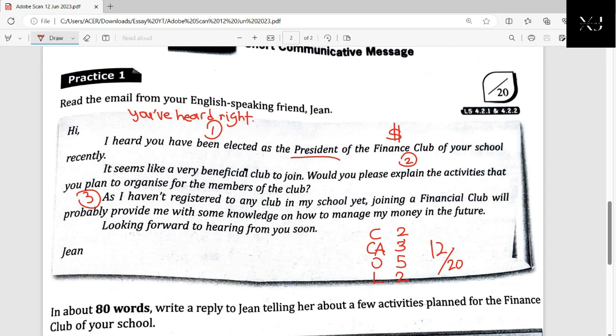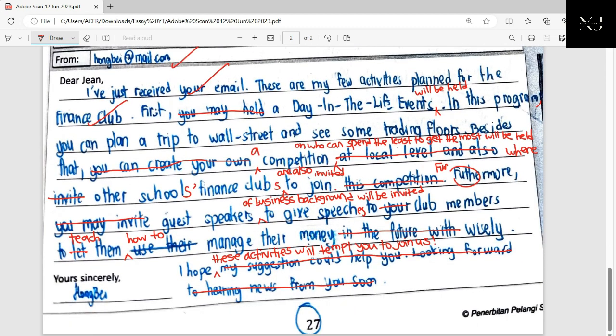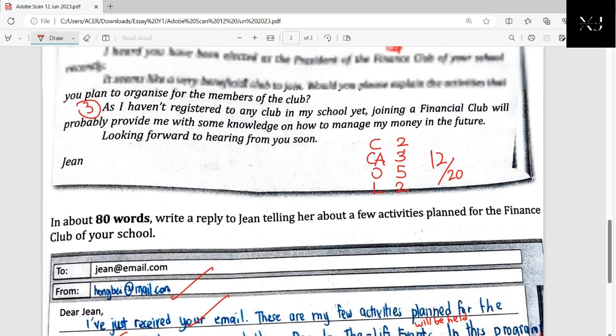As I haven't registered for any club in my school yet, joining a financial club will probably provide me with some knowledge on how to manage my money in the future. Looking forward to hearing from you soon, Jean or John. Okay, so here we can see that John has not joined any clubs yet. So at the end of our short communicative message, at the end of our email, we can actually tempt him or tell him to join us.